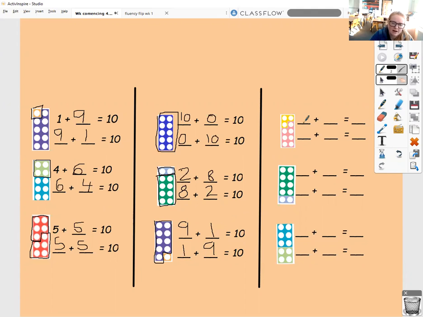Oh, a bit tricky this time. We've just got the number sentences. We haven't got any numbers to help us. Our first piece of Numicon is 3. How many more do we need to make 10? We're doing number bonds for 10. 7. What is our whole? How many have we got all together? 10. What is our fact family? Our fact family is 7 plus 3 equals 10.